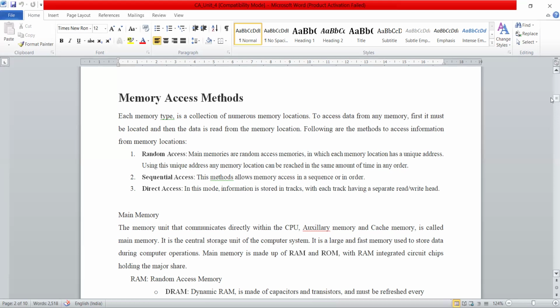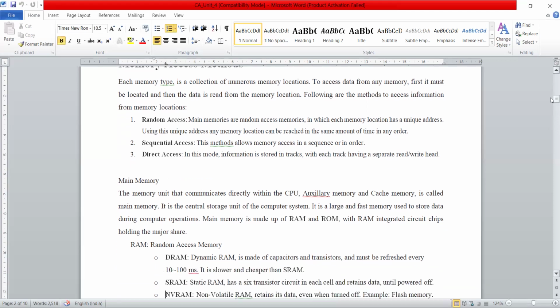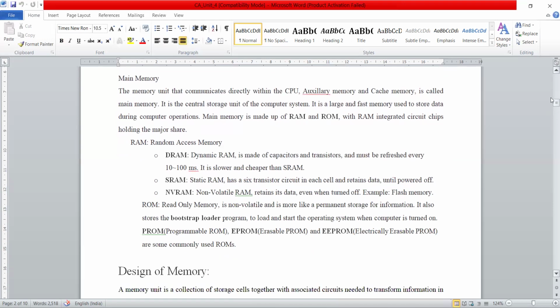Now, we are all aware of the main memory, but still, I would like to give some key points about main memory. The memory unit which communicates directly with the CPU, auxiliary memory, and cache memory is called main memory. It is the central storage unit of a computer system. It is a large and fast memory used to store data during computer operation. Main memory is made up of RAM and ROM, with RAM integrated circuit chips holding the major share.